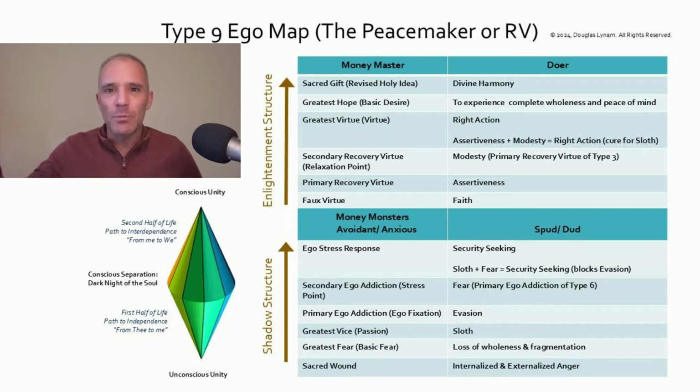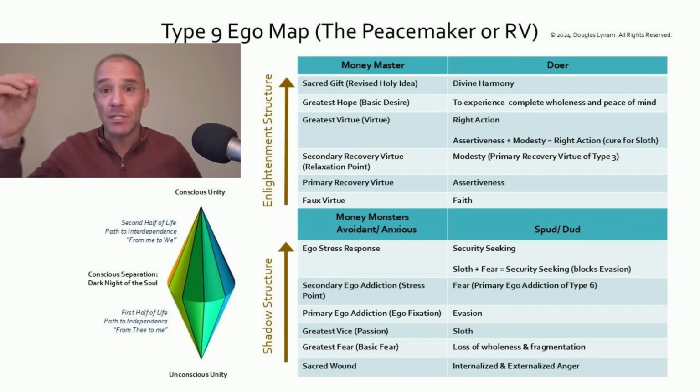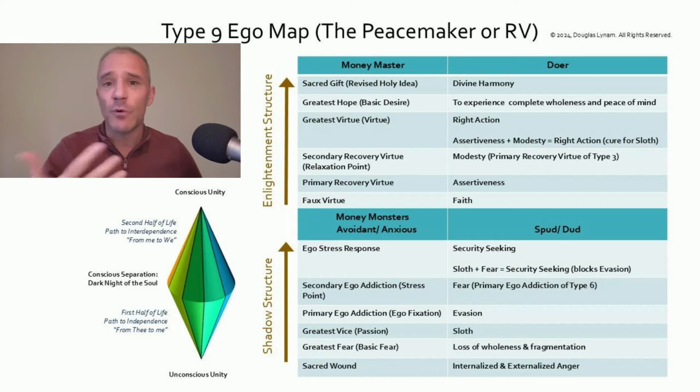But the problem with that for a 9 is it can justify their sloth. It justifies their evasion of their responsibilities for stepping up into their power and really letting their voice be heard and expressing themselves and risking the fight that it takes to really overcome conflict.